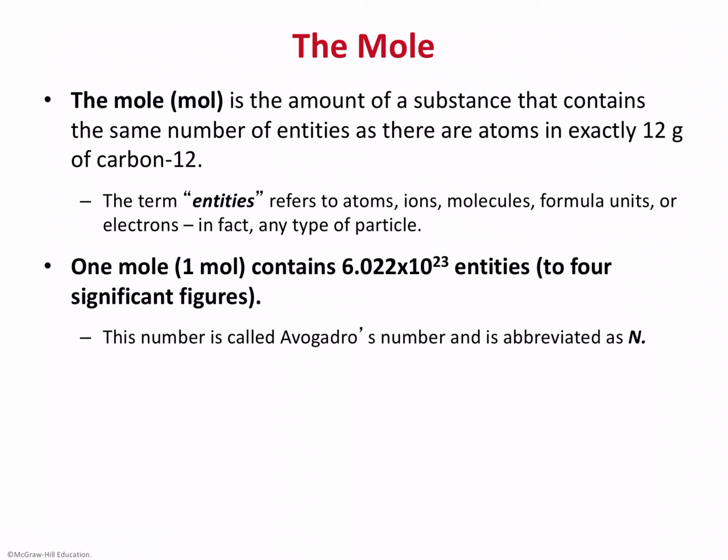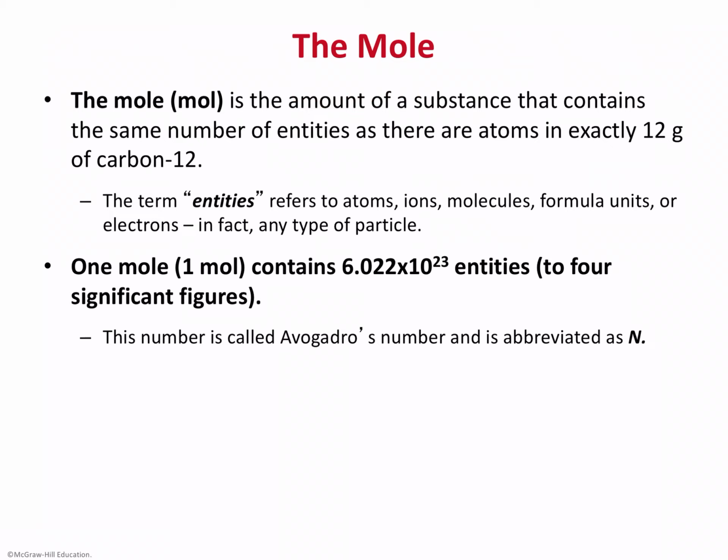So you take 12 grams, and how many entities are there in 12 grams of a sample of carbon is the mole. So this term entities refers to atoms. It could be the number of atoms in a 12 gram carbon 12 sample, or it could be the number of ions, it could be the number of molecules, it could be formula units or electrons, in fact any type of particle.